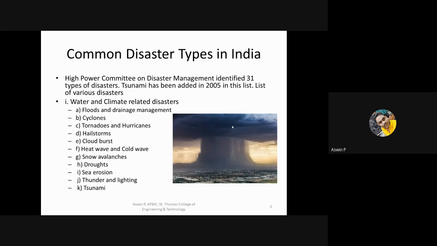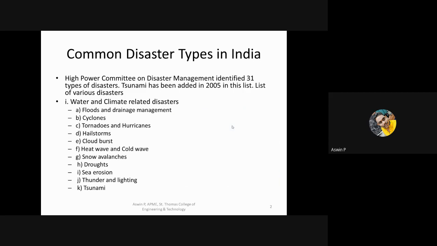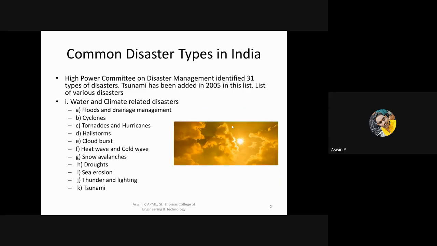Okay. After that, we have to record another two types of things. The first one is heat wave and the second one is cold wave. In India, due to high temperature, because we are very near to the equatorial line, we are facing this issue.